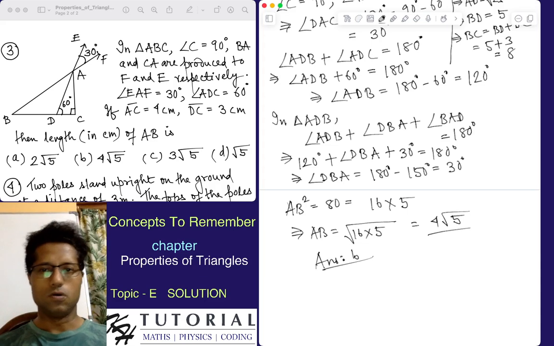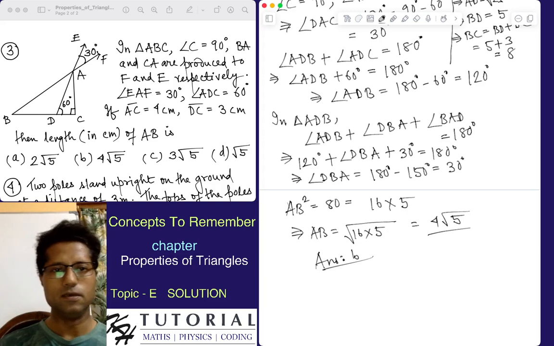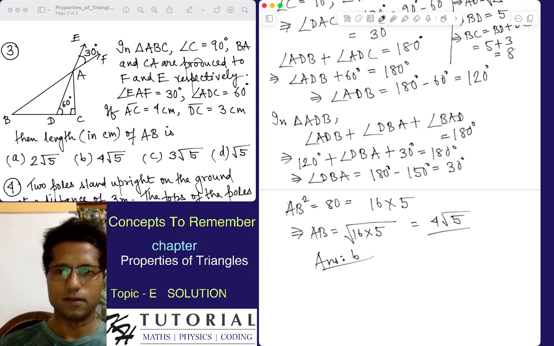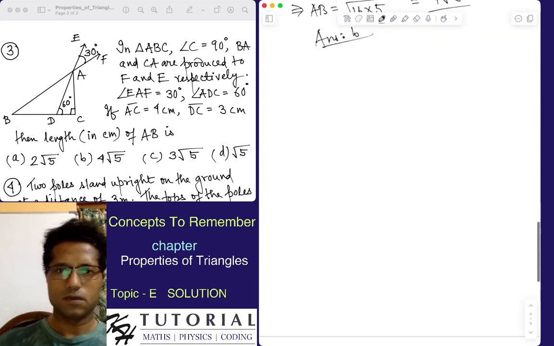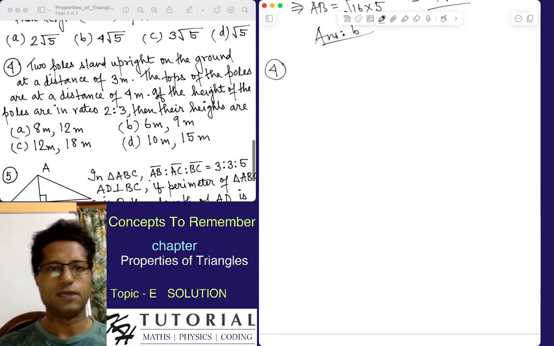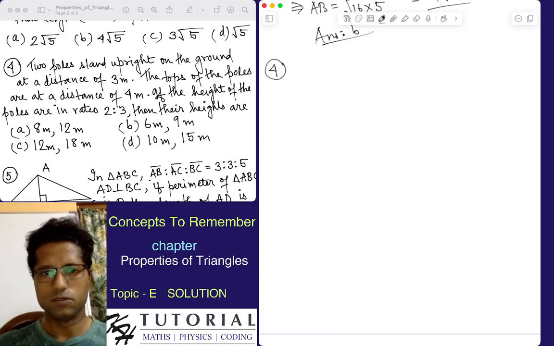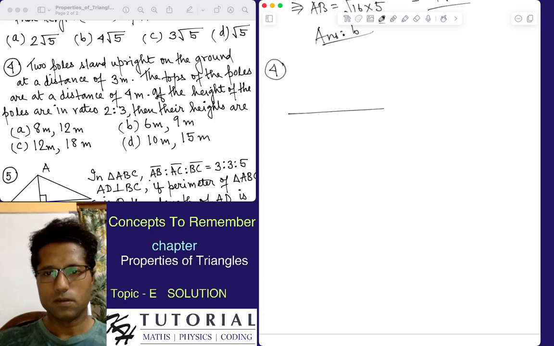So the problem statement says correctly that CA is produced to E, but the figure has not been drawn correctly. Anyway. So let's do problem number 4. It says two poles stand upright on the ground at a distance of 3 meters. We know this is a standard problem on two poles. The tops of the poles are at a distance of 4 meters. If the heights of the poles are in the ratio 2:3, then their heights are.